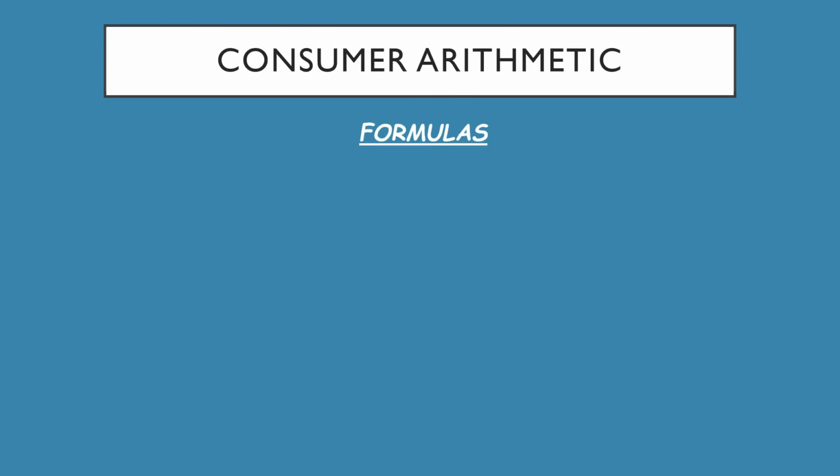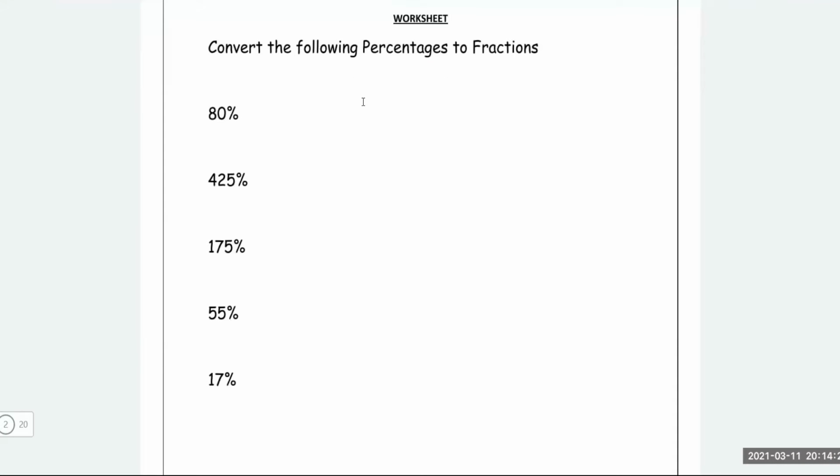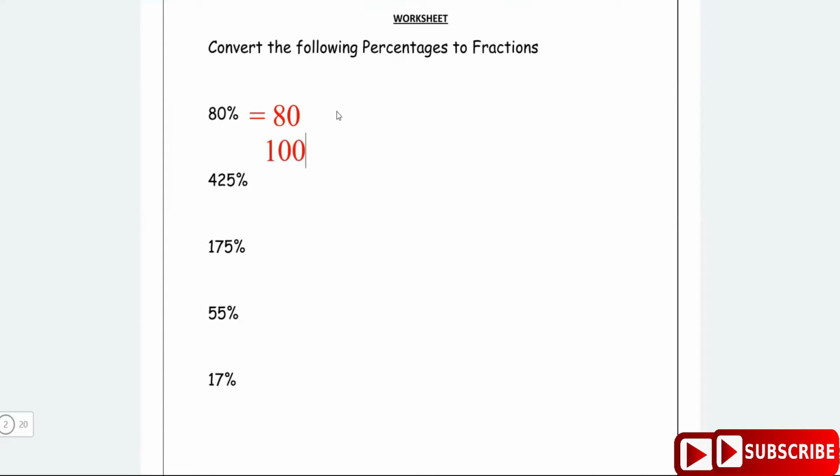Converting n% to a fraction is given by n divided by 100. So here we said that converting a percentage to a fraction, 80% really means 80 per 100. So 80% means 80 divided by 100. That's what percent means. So it's 80 over 100.